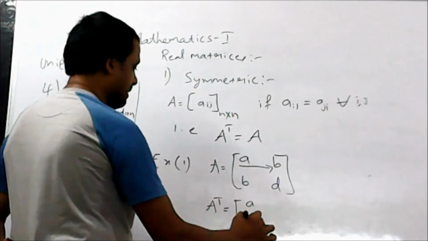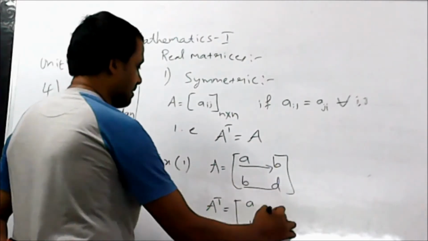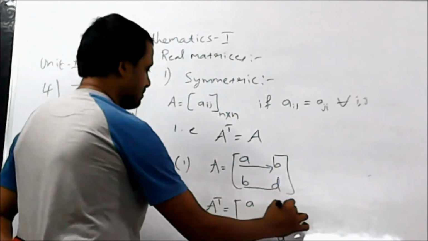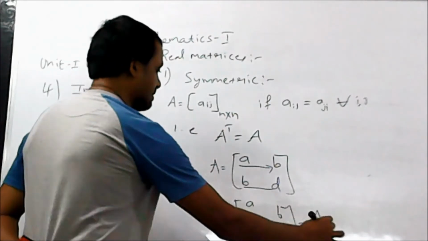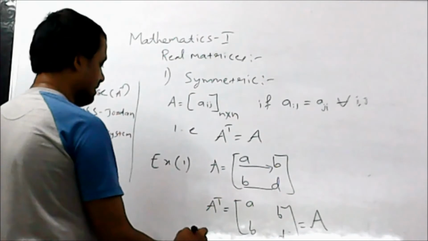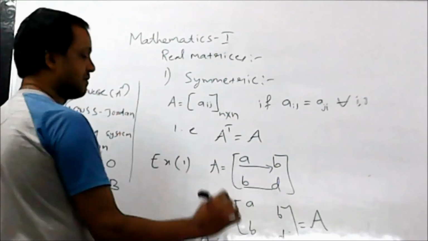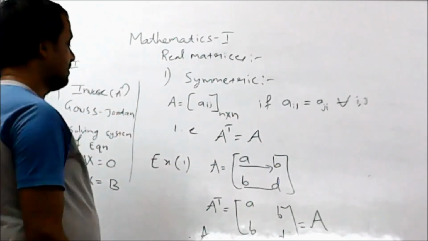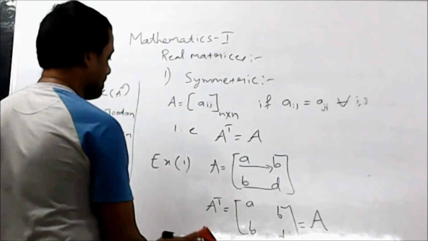So A, B here. Second row, second column, B and D. What does it represent? Is it equal to A? Yes. A, B, B, D. So therefore, A is symmetric. Right? Like that, you can write another example also, 3 by 3.